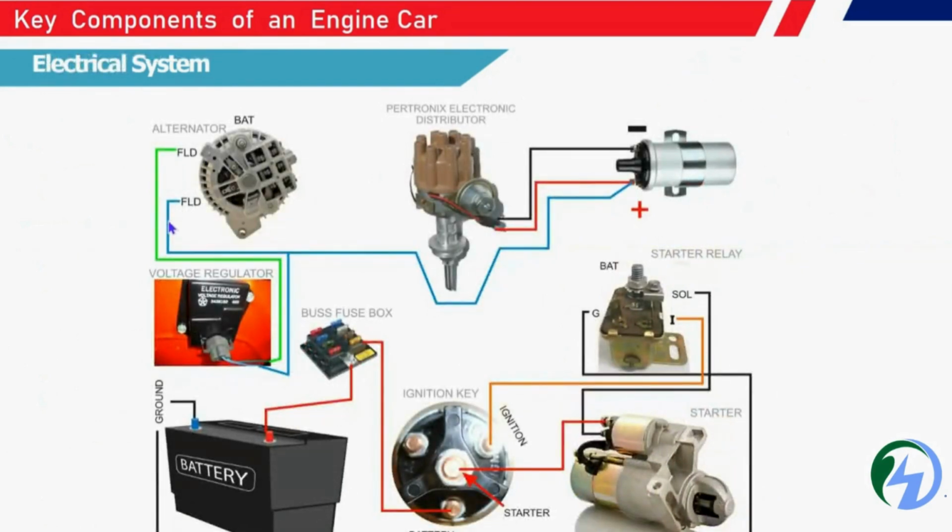What are the electrical systems that will be configured in the engine? Generally, we have a battery, and we have the electrical distributor. It will be given in one part to the alternator, and from the alternator we have a voltage regulator, and from the voltage regulator we are driving the positive and negative conditions.